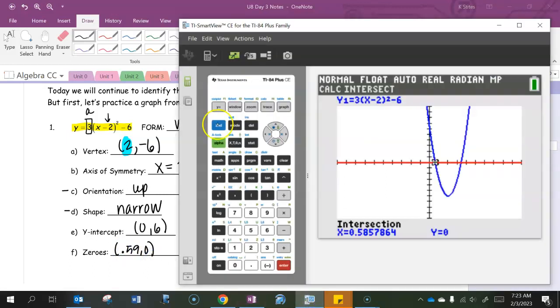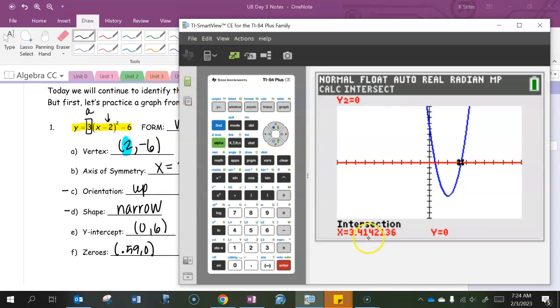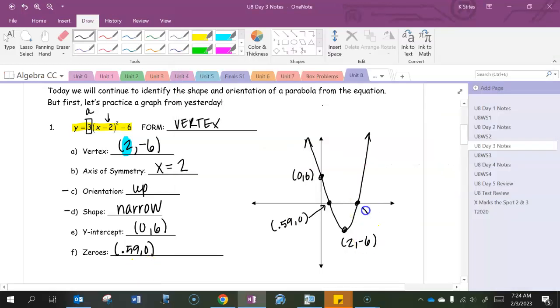Okay, and then we'll do this again. Second trace 5. Move your cursor over, enter, enter, enter. And this will be 3.41, again 0. Label it on your graph and on the line. All right, and there you go. That's our first one.